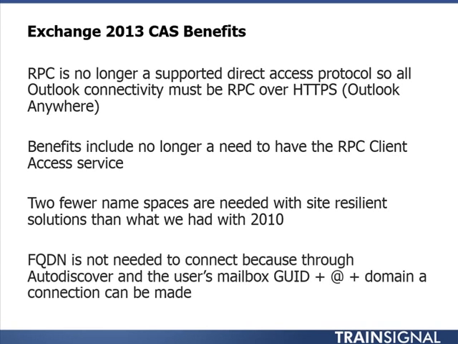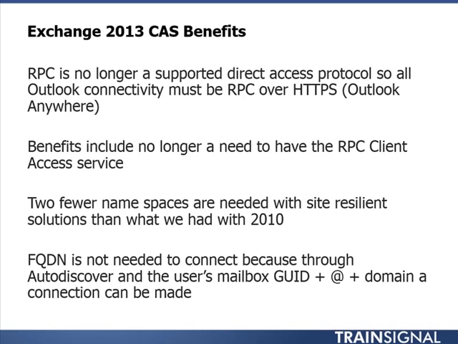In addition, we need 2 fewer namespaces than what we needed when working with Site Resilient Solutions with 2010. And FQDN is not needed to connect because you go through Auto Discover and you use the user's mailbox GUID plus the @ symbol plus the domain, and a connection can be made. This is a new change where Outlook clients don't need to use FQDN, and the end result is that the end users will most likely not see that horrible message that says your administrator has made a change to your mailbox, please restart.